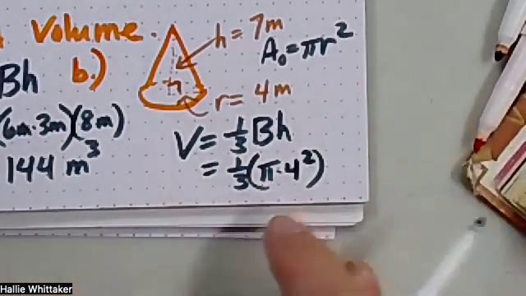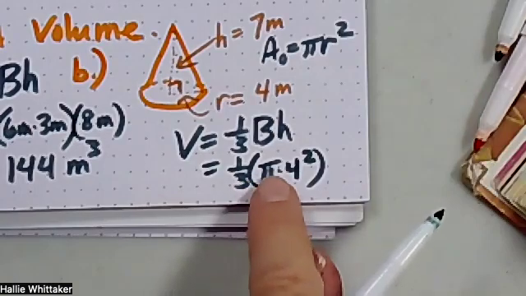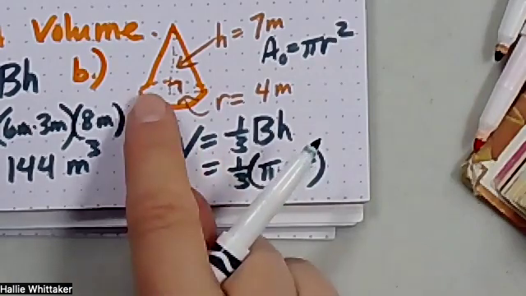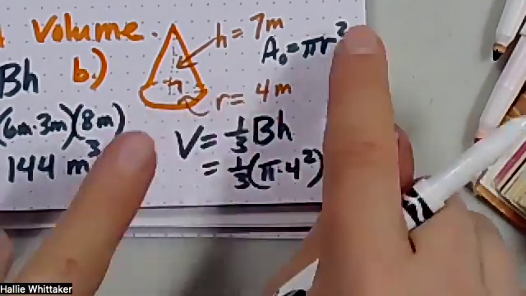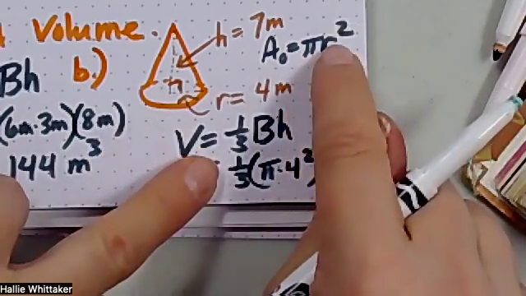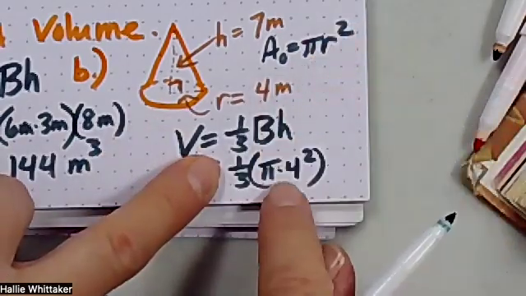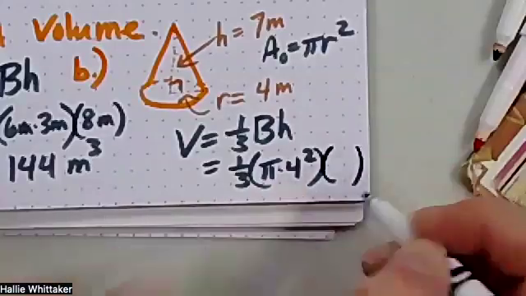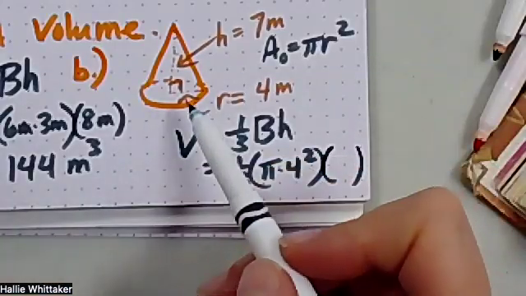Squared. Yeah. Good job. Baron, Bennett can catch up on this later. The area, good job, Amelia. The area of this base is going to be pi times the radius, which is 4 squared. So we put that right there. And actually keep going, you're doing good. What's the height of this?